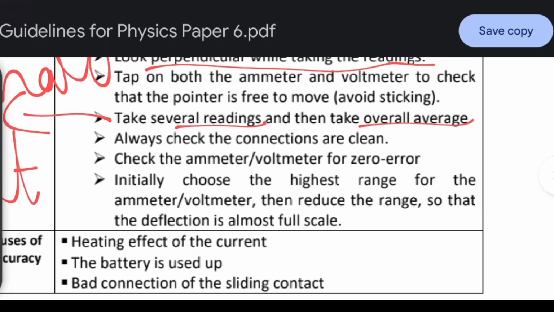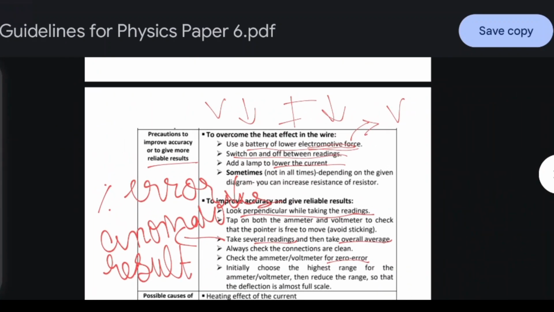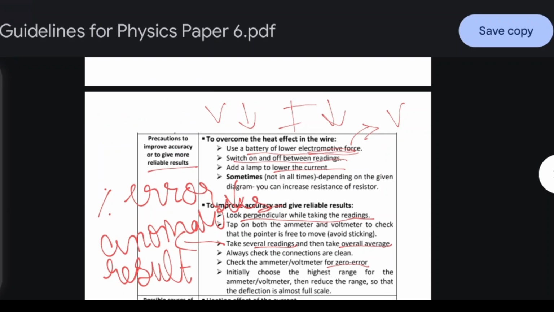All right, they're connected properly, they're clean. Check the ammeter and voltmeter for zero error, because sometimes the ammeter, when you start it, might be at 2 already. A current is flowing to it, or it's pointing towards 2. So when the current increases, you will have to subtract readings, and it's very difficult. Make sure it's at 0 before.